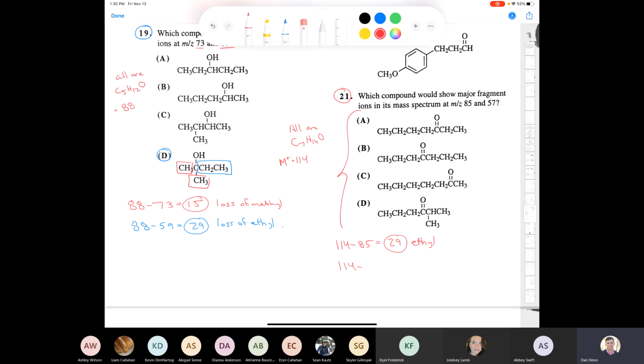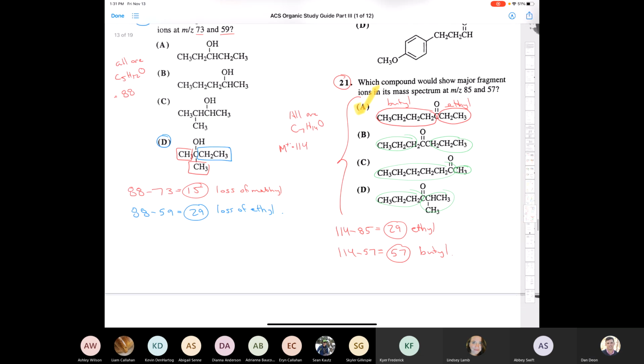If I take 114 and I see an ion at 57, that's going to come from the loss of 57, which would be a butyl. Now again, since all of these are carbonyl compounds, I'm going to get alpha cleavage at the carbonyls. Which one of these is most consistent with loss of just an ethyl and a butyl? If I look at A, I have an ethyl and I have a butyl. In B, I have 2 propyls. In C, I have a pentyl and a methyl. And here I have a propyl and an isopropyl. And so the best answer is A, the loss of an ethyl and the loss of a butyl to give a stabilized ion.